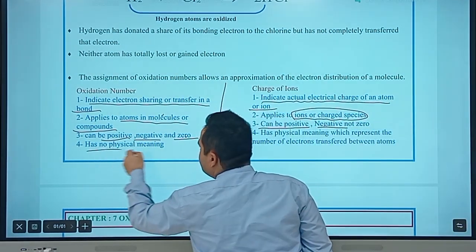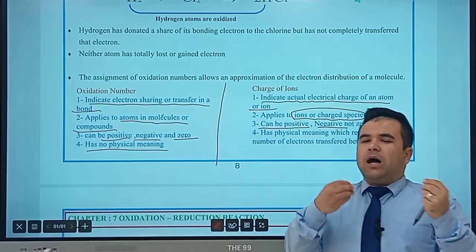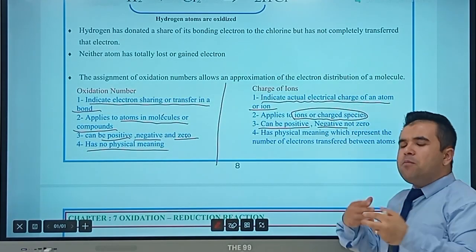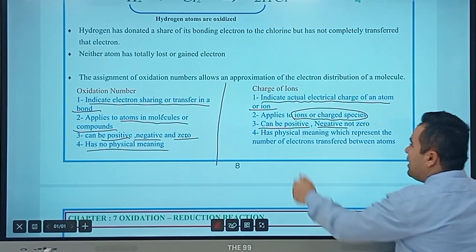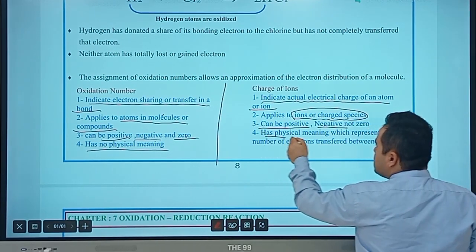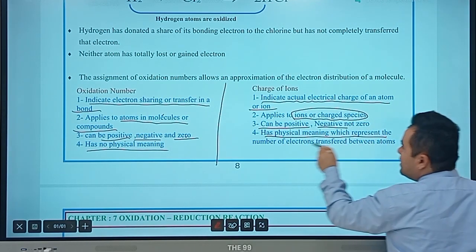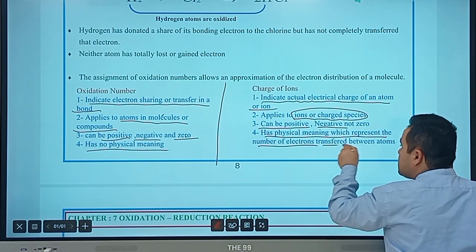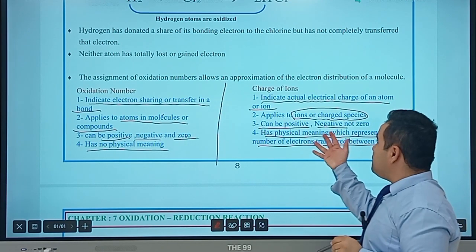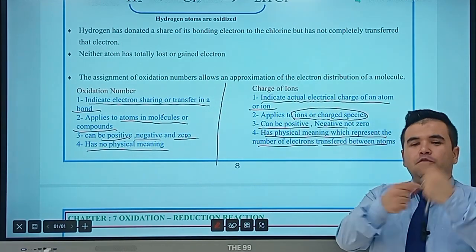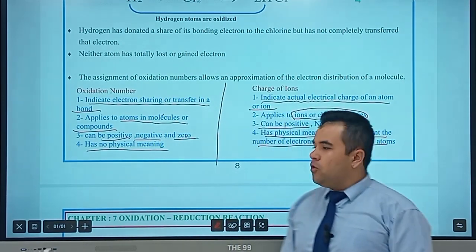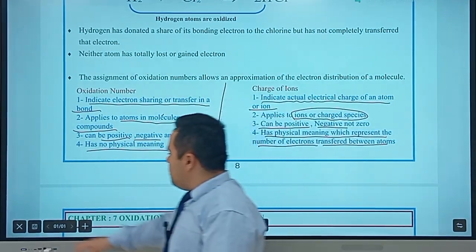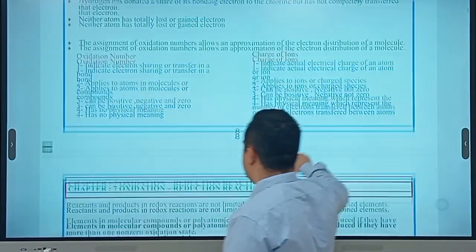The oxidation number has no physical meaning, it's just a magnitude of something, but the charge has a physical meaning which represents the number of electrons transferred between atoms. It represents the number of electrons transferred between the atoms. It's a physical meaning, but the oxidation number has no physical meaning to be stated about.